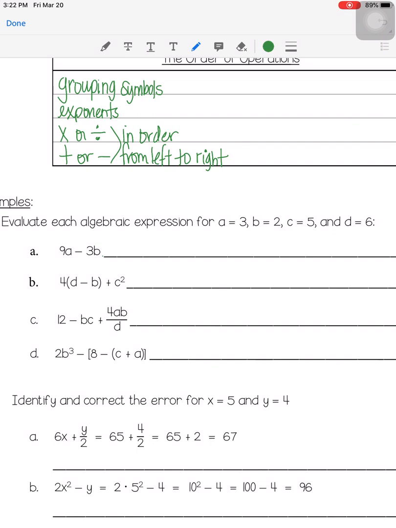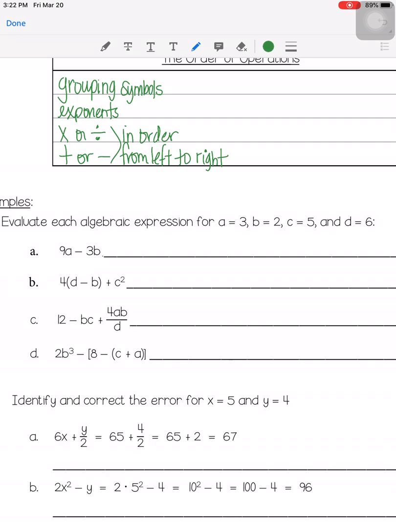All right, so we see here that we have our directions that says evaluate each algebraic expression for A equals 3, B equals 2, C equals 5, and D equals 6. So letter A has the expression 9 times A minus 3 times B.